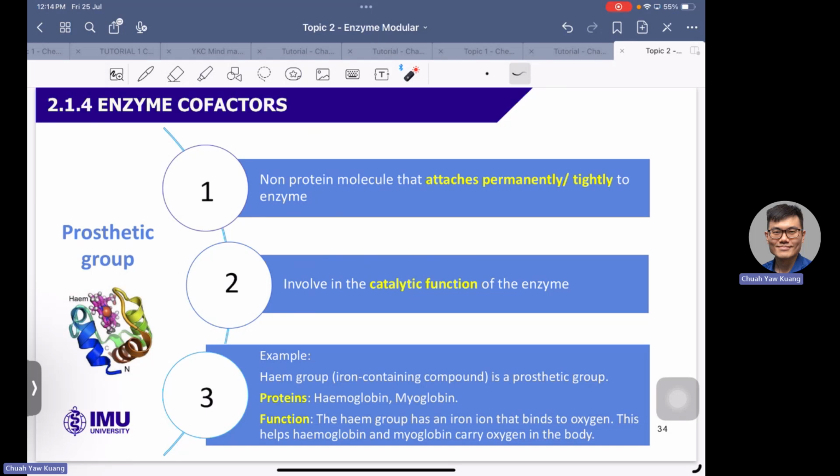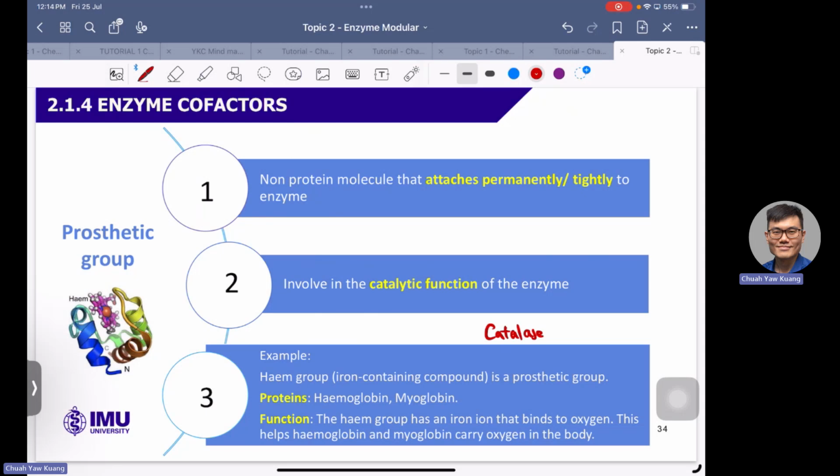The example is hemoglobin and myoglobin. They have the heme group as their prosthetic group, because with that, it can catalyze the reaction where the oxygen binds to the hemoglobin. But maybe this is not a very good example. Another example using the heme group as the prosthetic group would be catalase. Do you know catalase? Catalase is the enzyme that enables us to survive right now.